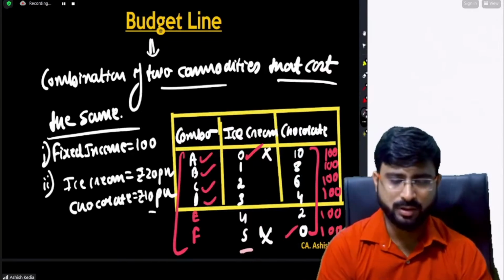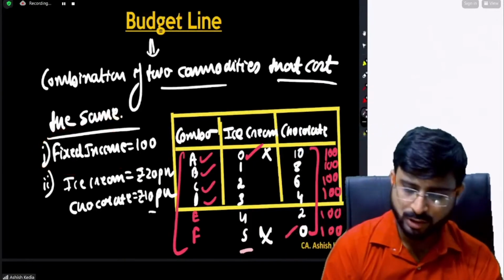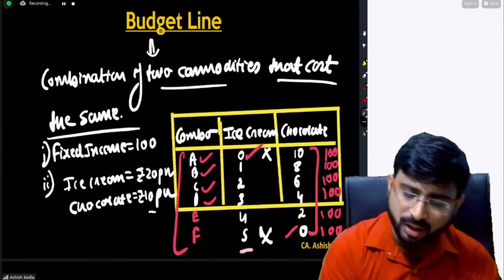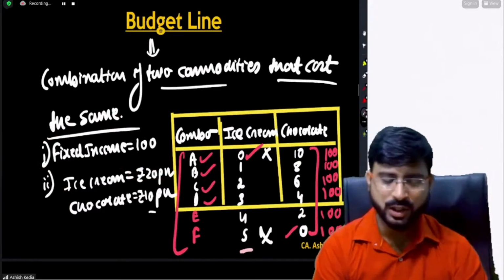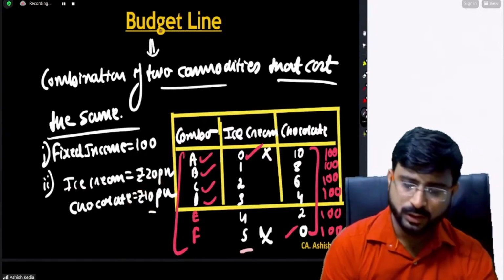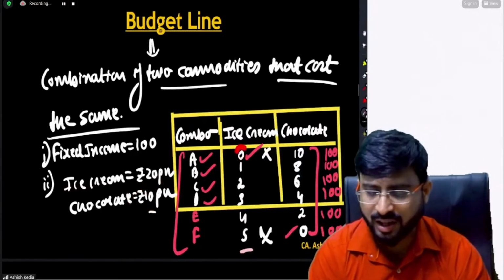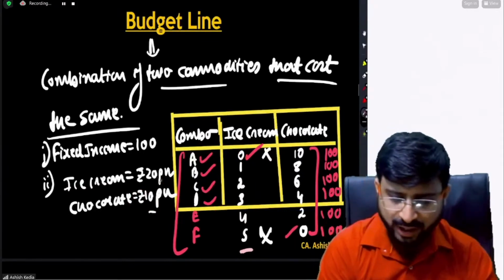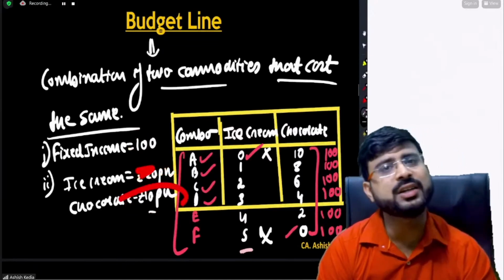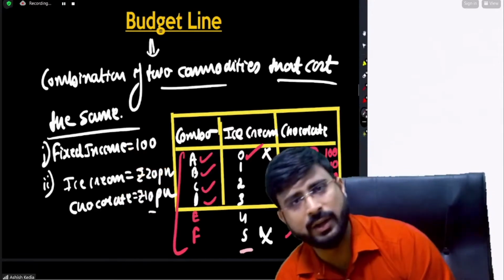Let me give you an example. Suppose a person has a fixed income of rupees 100. Now that person can either buy ice cream or chocolate. Suppose ice cream costs 20 rupees per unit and chocolate costs rupees 10 per unit. Now, there are 6 combinations displayed here. Suppose a person doesn't have any ice cream. Then out of 100 rupees, they can have 10 chocolates because it is 10 rupees per chocolate.